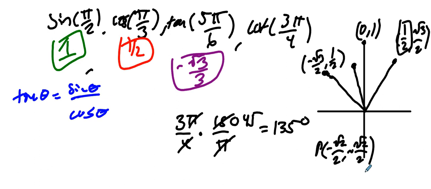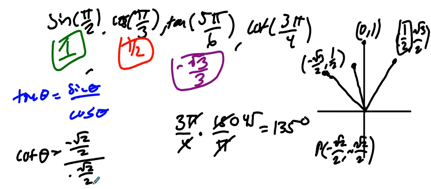So this means that cotangent of theta is going to equal negative square root of 2 over 2 over negative square root of 2 over 2. So these negatives are going to cancel. So the square root of 2 over 2 times 2 over square root of 2, we're going to have everything cancel out, and this is just going to be 1. So this means that this is equal to 1.